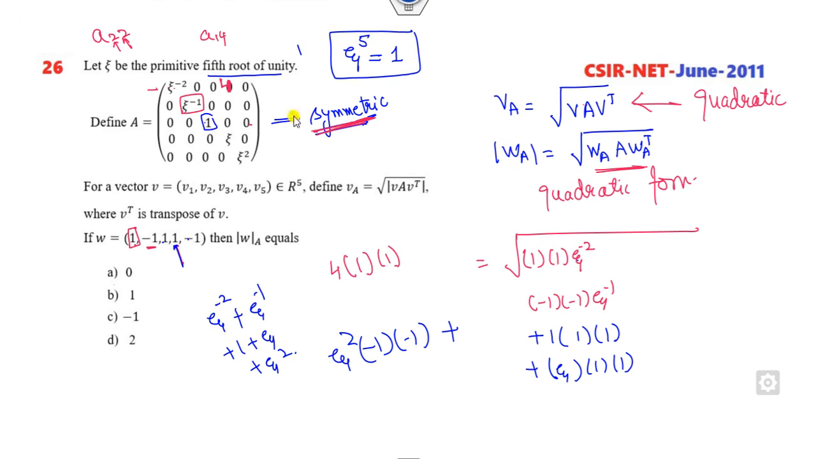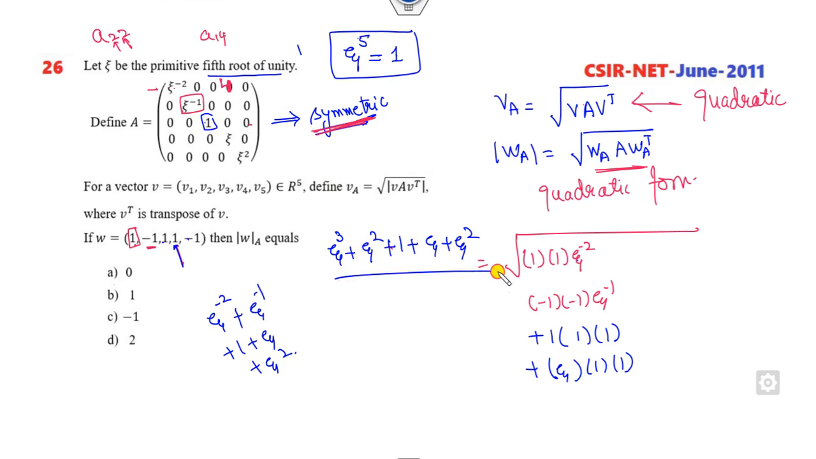So what is the meaning of that? If you simplify them, if you take the LCM, it will give you xi raised to power 5 is 1. So what is that? It is xi cube, xi square, 1, xi square. What is that? The sum of the primitive fifth roots of unity is always 0. So what is the right answer of this? 0 is the right answer of this. Sum of the primitive roots is 0, product is 1.